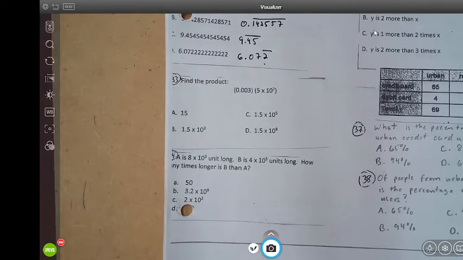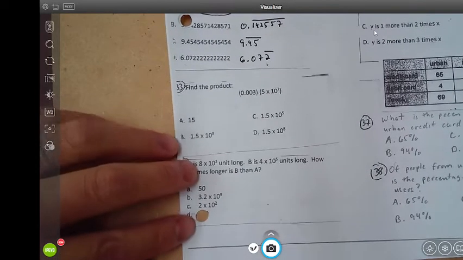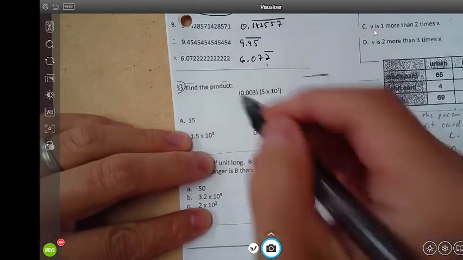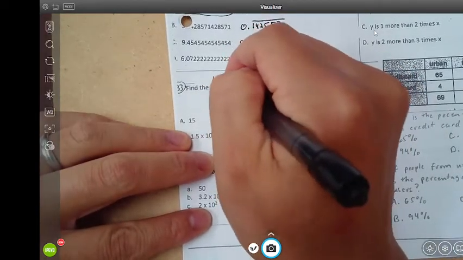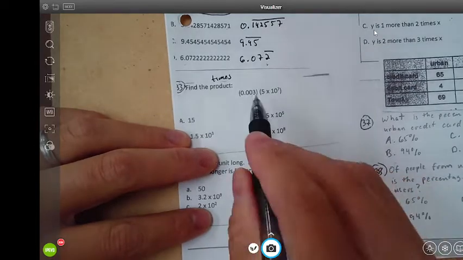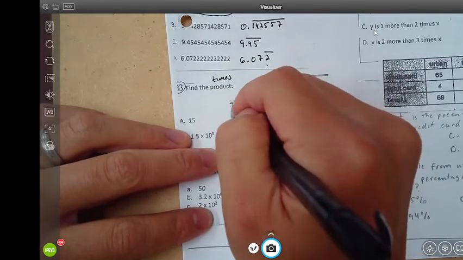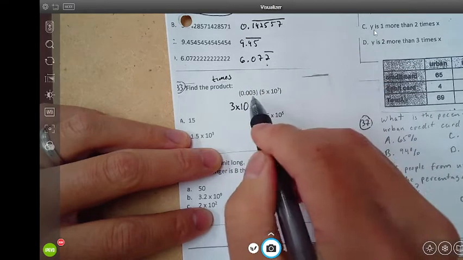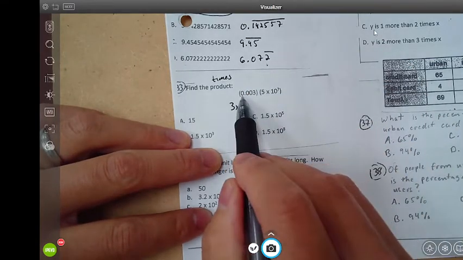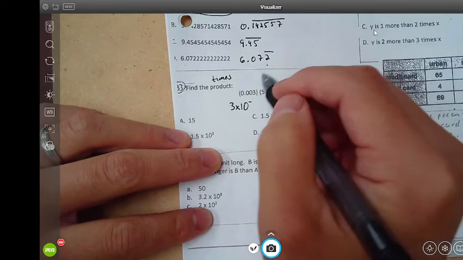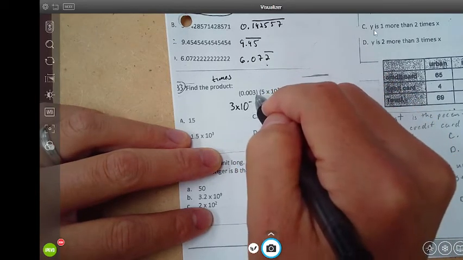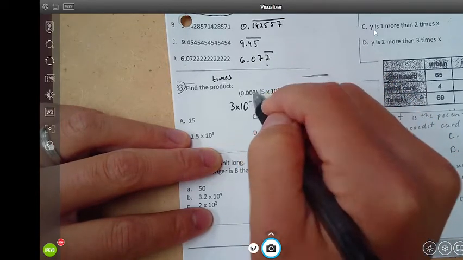All right, next one, find the product. Okay, so for this, we're going to multiply, right? This product means times. So we're going to change this to scientific notation. Okay, so this is 3 times 10. It's a number less than 1, so it's going to be a negative exponent. And you would have to move the decimal behind the 3 spaces.